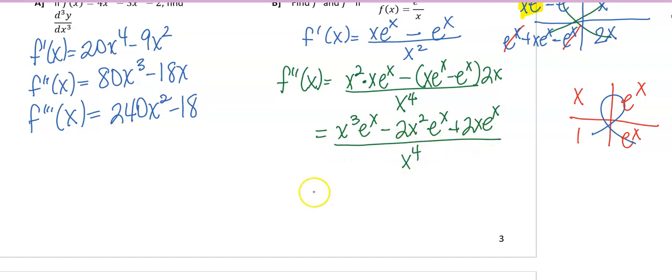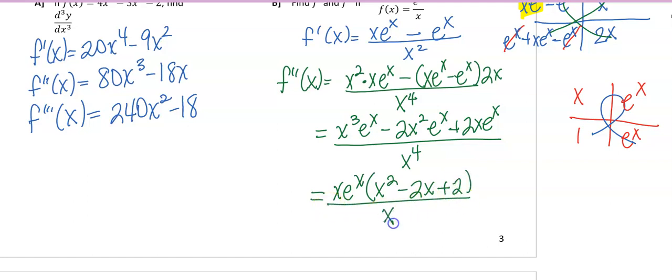You might need to pause to digest that. All right, let's look for common factors in the numerator. It looks like we all have an x and an e to the x. Let's factor that out, leaving me with x squared minus 2x plus 2 all over x to the fourth. And look at that, we can reduce by a factor of x. Remember, calculus is just algebra on steroids. And this would be the answer.